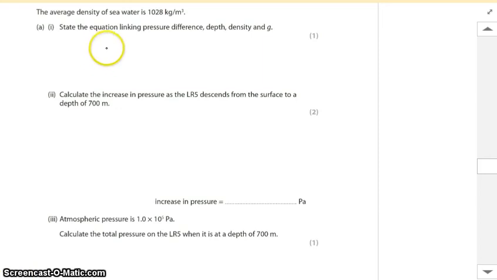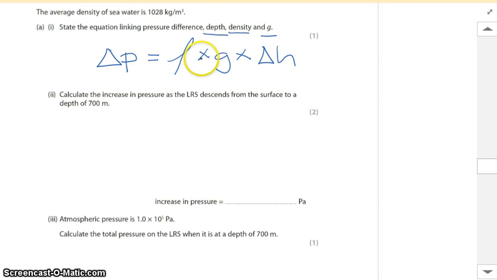Okay, so the equation linking pressure difference: if it's a difference, it must be a change in pressure, that's a lowercase p, and I always remember it as rho, which of course is the density, times by g, times by delta h, which is the depth. For 1 mile, calculate the increase in pressure.